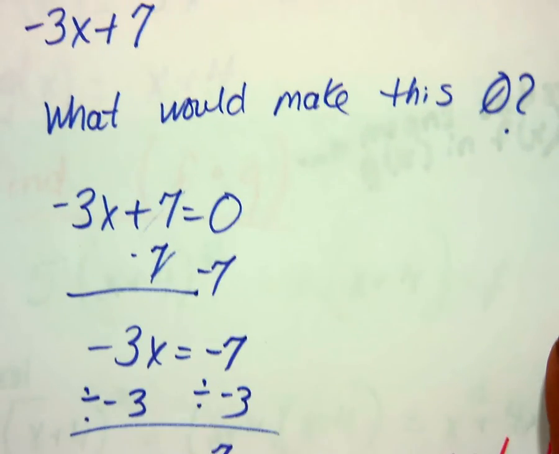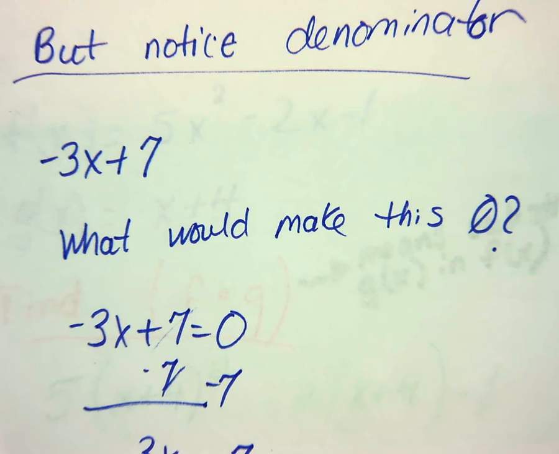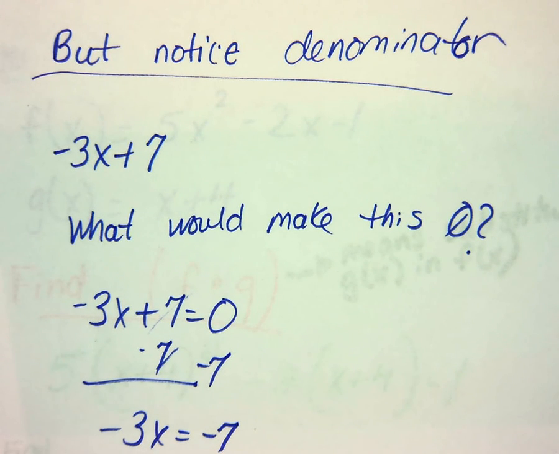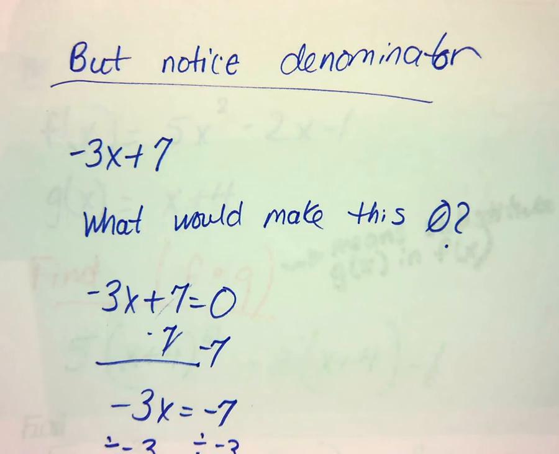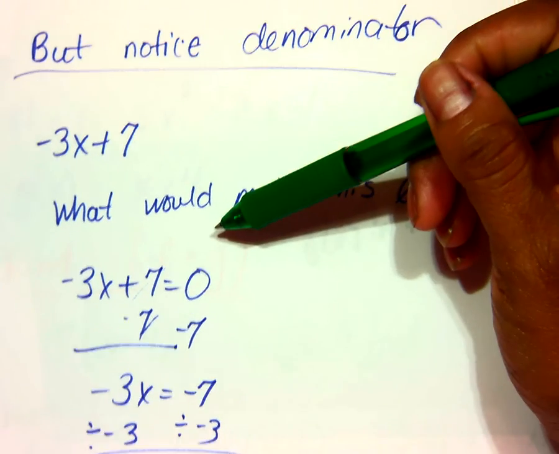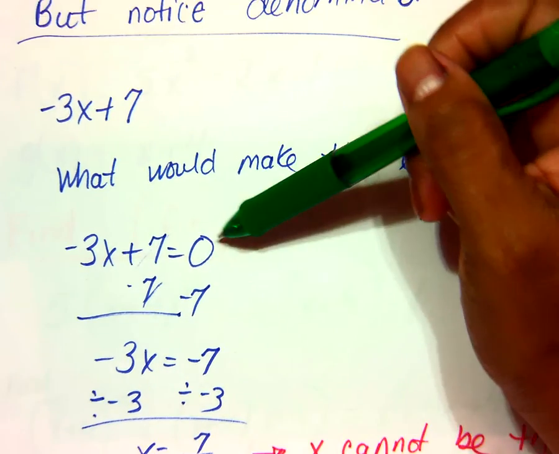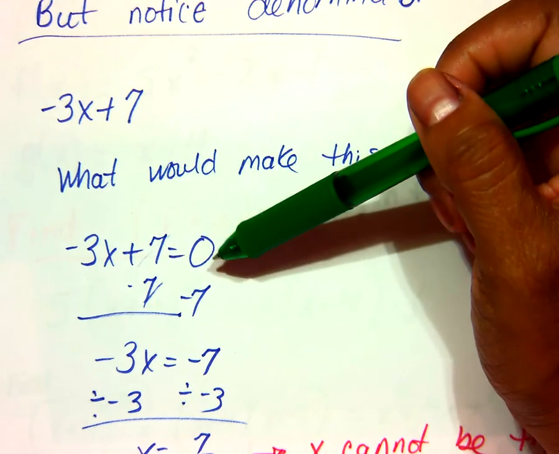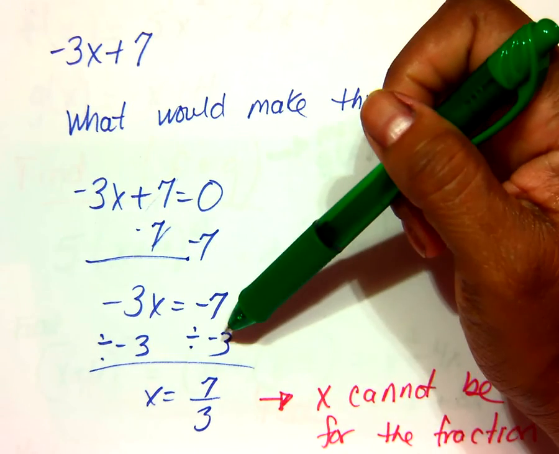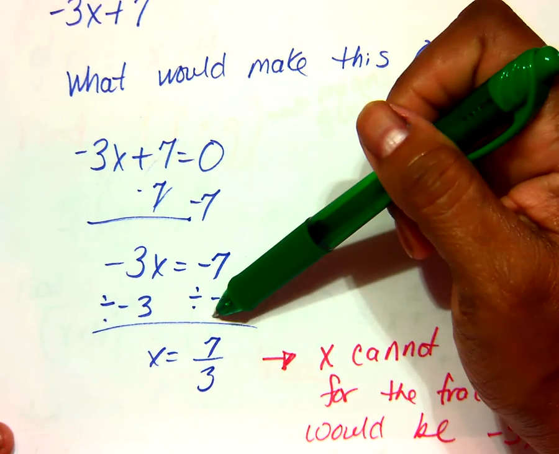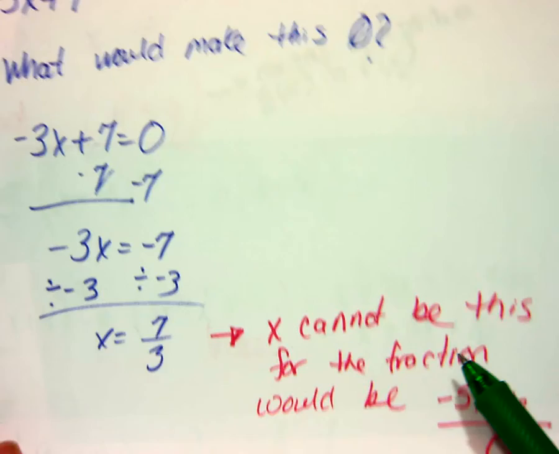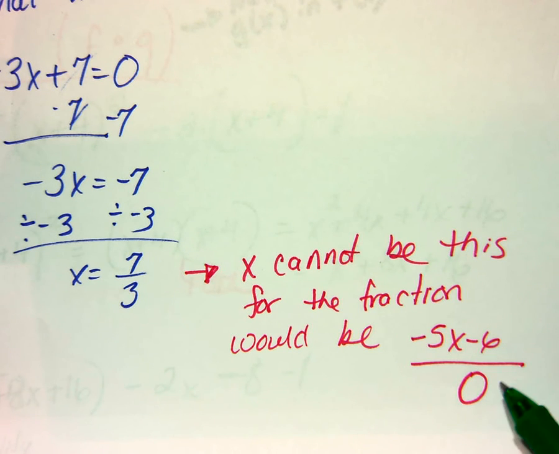But I want you to pay attention to something. Notice the denominator, the bottom part: you got negative 3x plus 7. What would make that a 0? Well, let's make it equal 0. So you got negative 3x plus 7 equals 0. Subtract 7 from both sides. Now you got negative 3x equals negative 7. Divide both sides by negative 3. Two negatives give you a positive. Therefore, 7 over 3. But remember, x cannot be this, for the fraction then would be negative 5x minus 0.